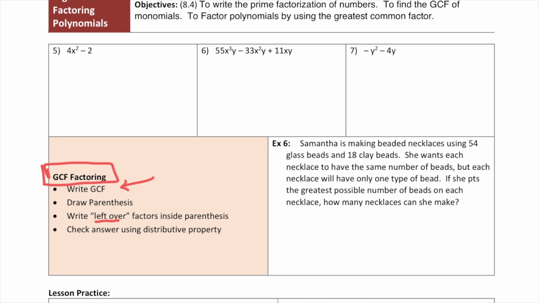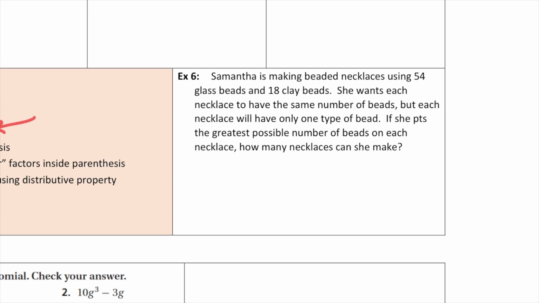So for number 6, this is a type of word problem you might see. Samantha's making beaded necklaces with 54 glass beads and 18 clay beads. She wants the necklace to have the same number of beads, but each necklace will have only one type of bead. If she puts the greatest possible number of beads on each necklace, how many necklaces can she make? Make certain that you are aware of the question.